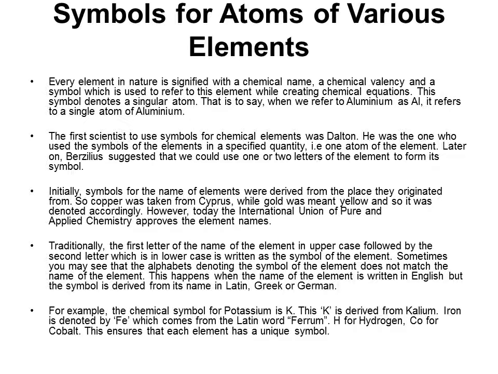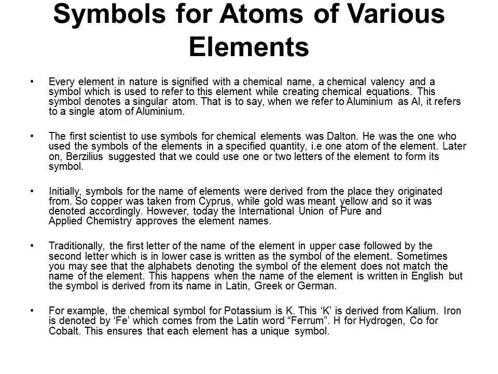Different symbols for atoms of various elements. Every element in nature is significant with a chemical name, a chemical valency, and a symbol which is used to refer to this element while creating a chemical equation. This symbol denotes a singular atom. This is to say, when we refer to aluminium as Al, it refers to a single atom of aluminium.